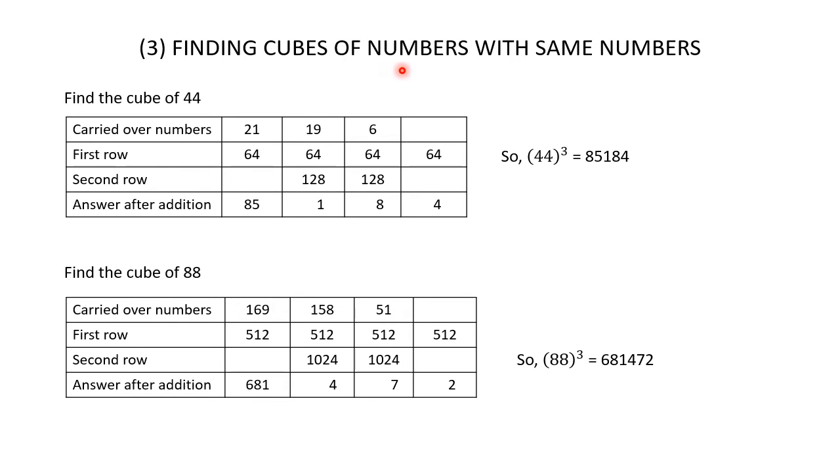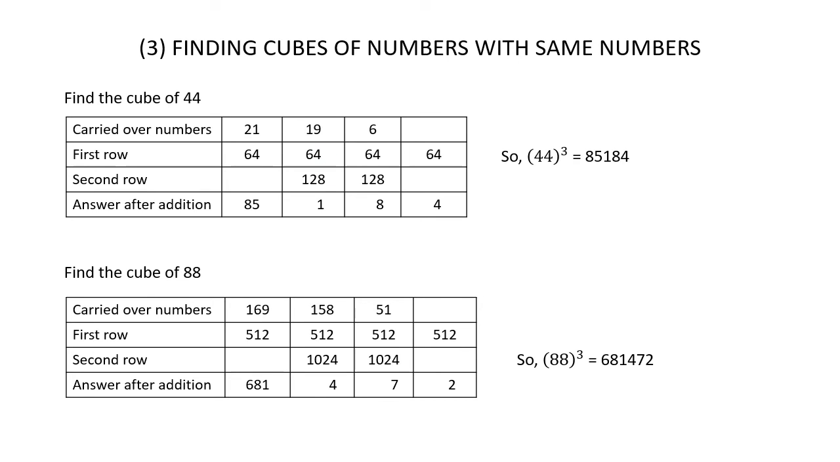Now let's find cubes of numbers with same numbers with a few more examples so that you can have a better understanding of the method. Find the cube of 44. Here the number 44 has the same digits 4 and 4. Now 4 cubed is 64. So write 64 in the first column, 64 in the second column, 64 in the third column and 64 in the fourth column. Double of 64 is 128.